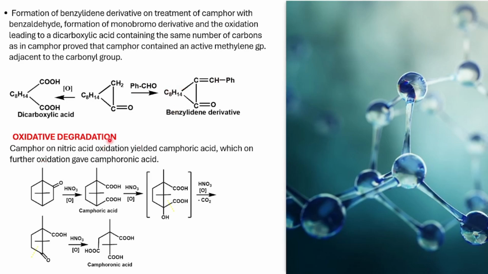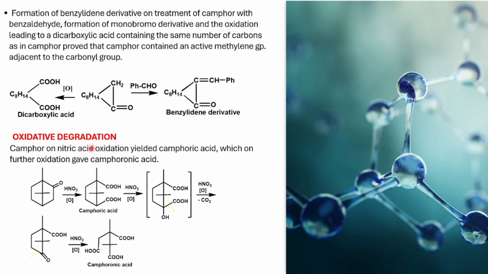Formation of a benzylidene derivative on treatment of camphor with benzaldehyde. Here is camphor; when treated with benzaldehyde, a benzylidene derivative will be formed. Formation of a monobromo derivative and the oxidation leading to a dicarboxylic acid containing the same number of carbons as in camphor proved that camphor contains an active methylene group adjacent to the carbonyl group. Here is the oxidation, and the dicarboxylic acid compound is formed.